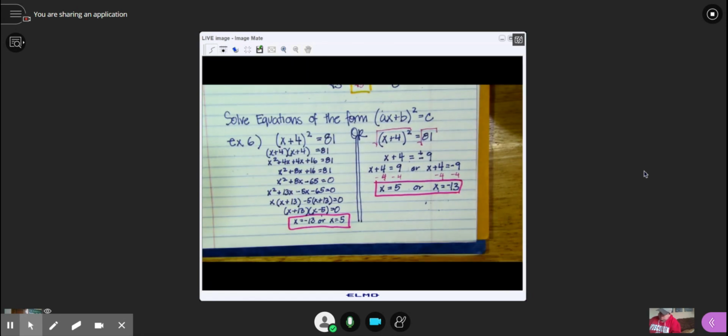Do you like how much faster that second method is? I do.